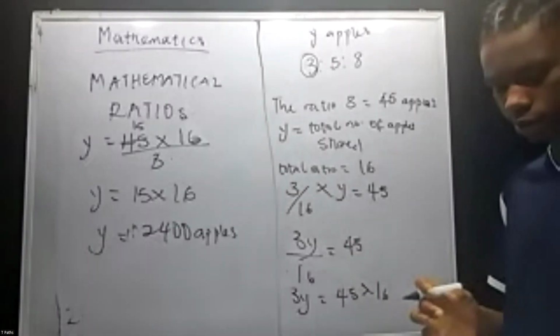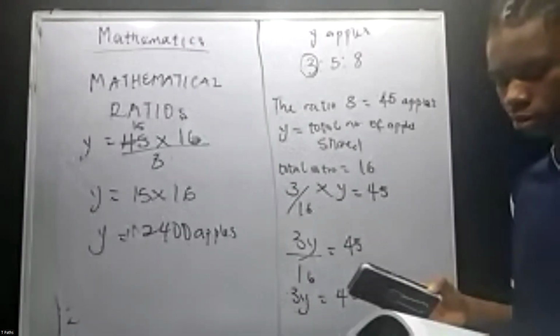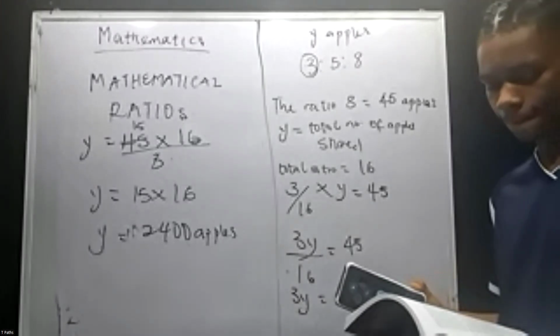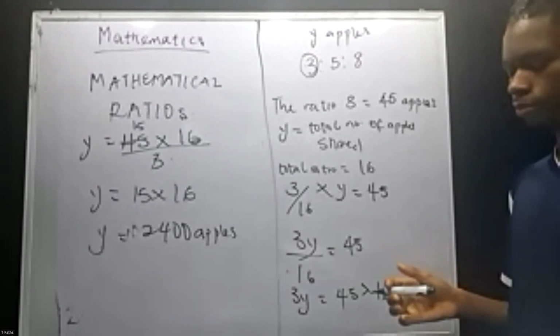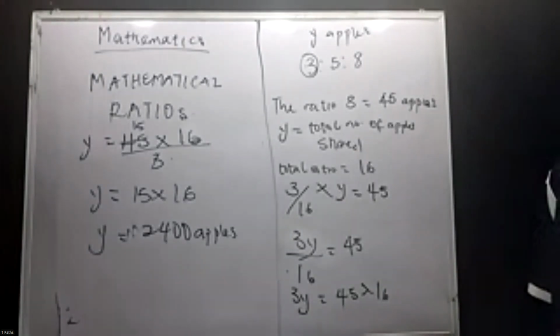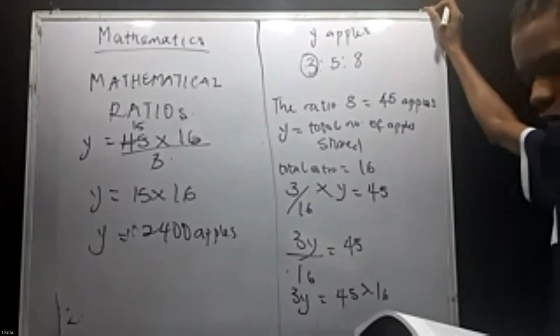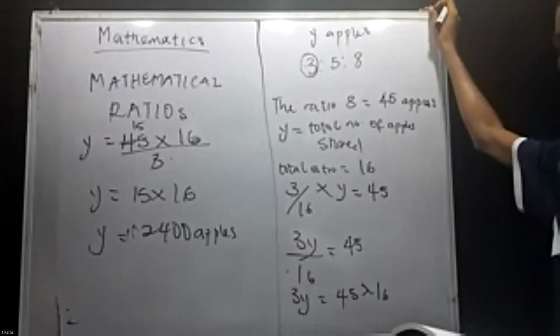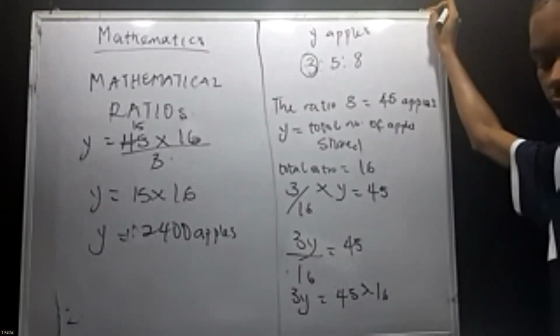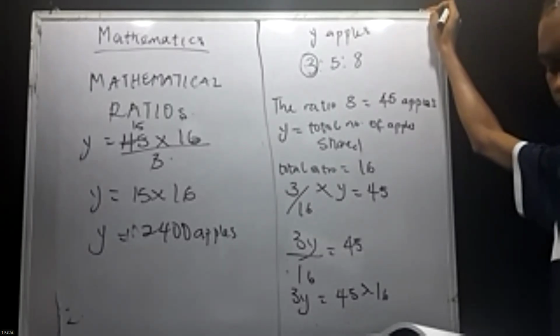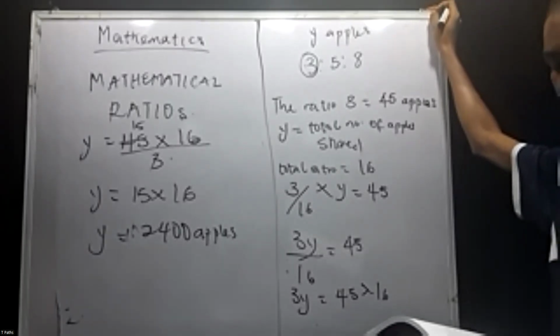Question page 7, question 17. Page 7, question 17. The question says the ages of 3 men are in the ratio 3, 4, 5 years. Find the sum of the ages of the 3 men.